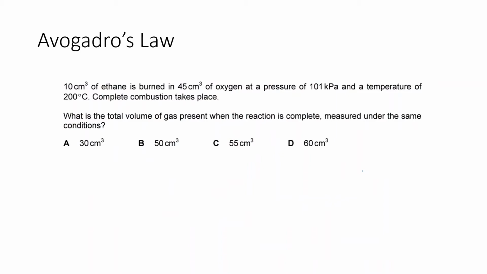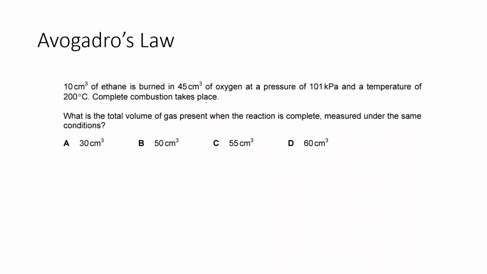Now for another question. It says 10 cubic centimeters of ethane is burned in 45 cubic centimeters of oxygen at a pressure of 101 kilopascals and a temperature of 200 degrees Celsius. So complete combustion takes place. What's the total volume of gas present when the reaction is complete, measured under the same conditions?